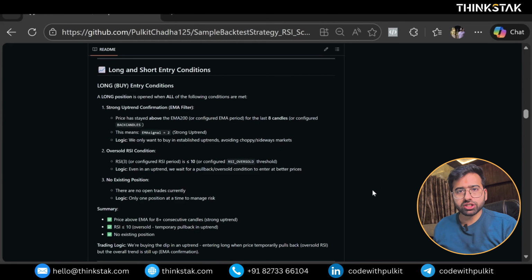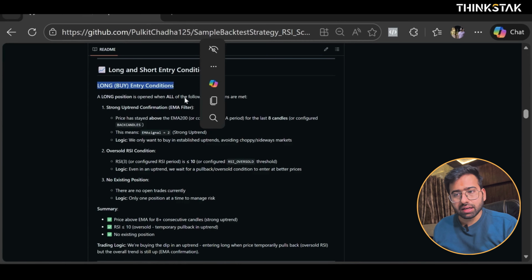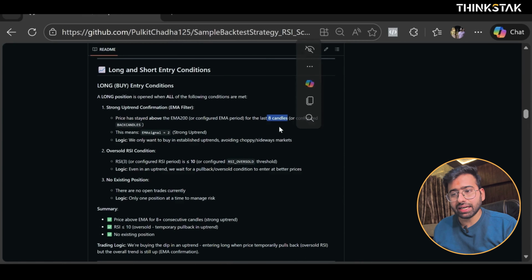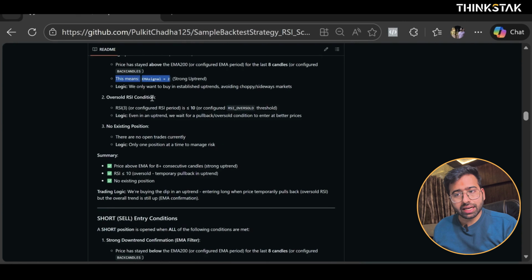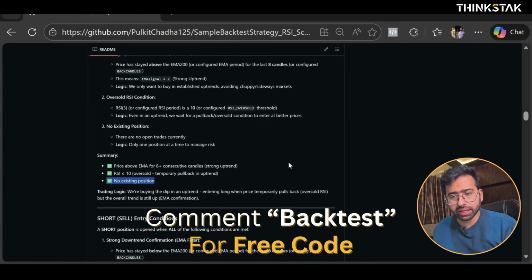So this is the GitHub repository of our project. Let me explain you my buy and sell condition first. So for long, we are checking for strong uptrend first. We are deriving this when price has been above the 200 EMA for past 8 candles. And it will be denoted by EMA signal 2. And RSI is oversold, means RSI goes below 10. When these two conditions match and we don't have any previous position, we open up buy signal over here.